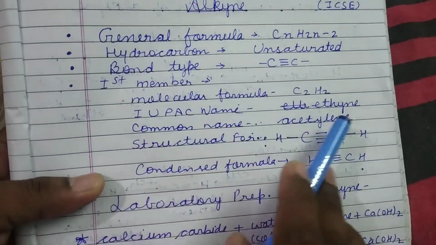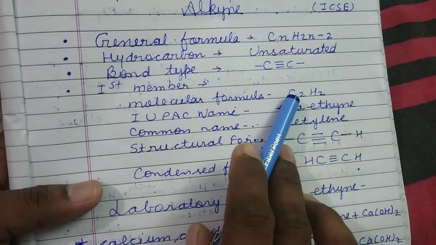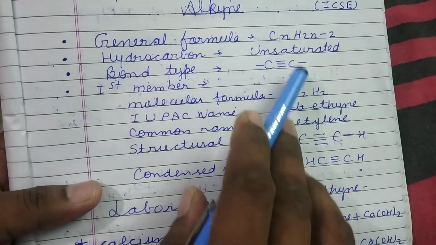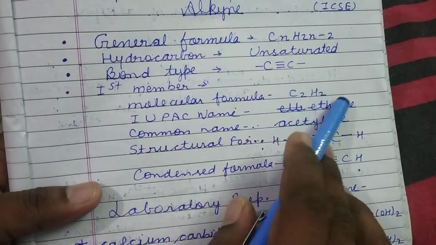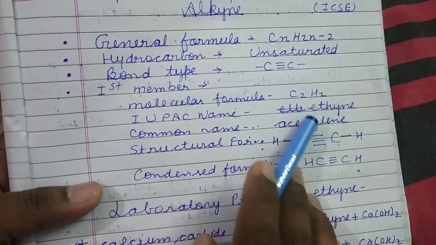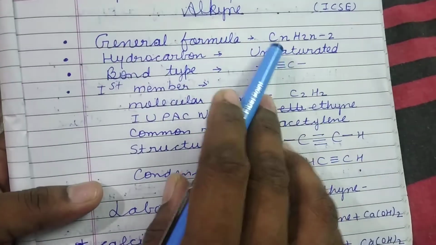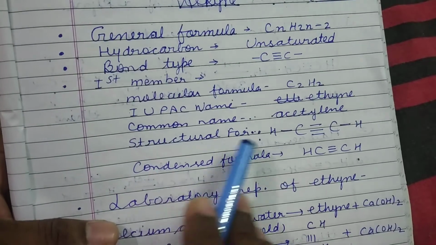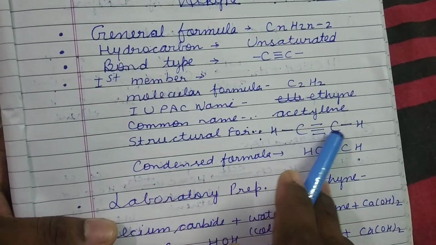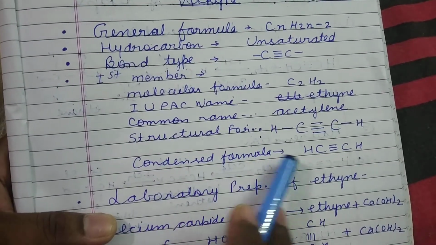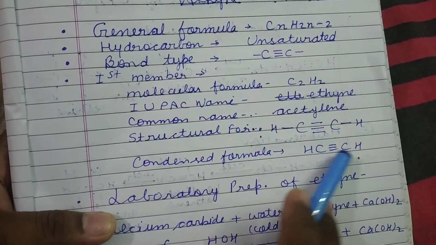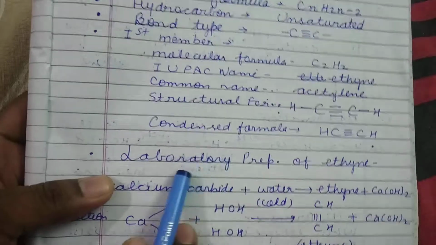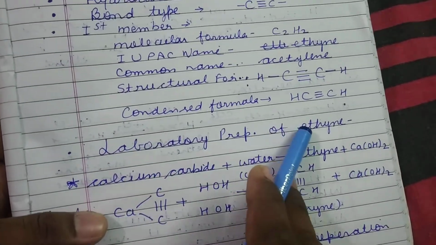Its IUPAC name is ethine. For 2 carbons, you will use the word root eth. And because this formula comes from CnH2n minus 2, it is said to be ine, which is the general ending of alkyne. Its common name is acetylene. Structural formula is HC triple bond CH, and condensed formula is HC triple bond CH, in which you don't need to show the single bond.